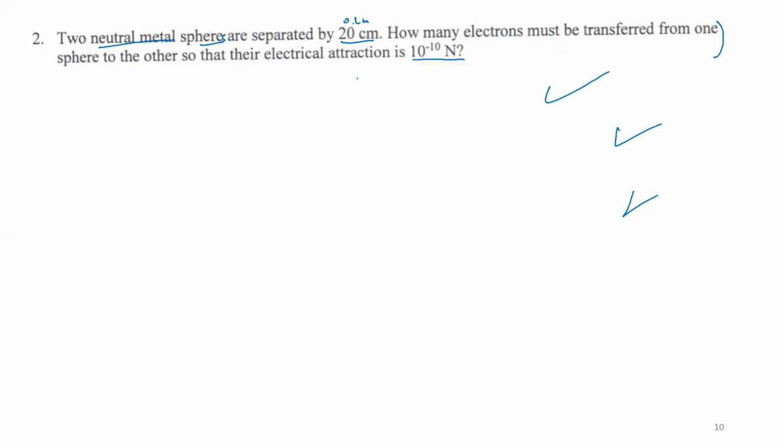Now I transfer electrons from one to the other, and I'm creating an imbalance. Now the new electrostatic force is just, in magnitude, 10 to the power minus 10 Newton. And this is K times the new charge of the sphere, let me call it QA, QB, divided by the distance, which is 0.2 squared. Now, how many electrons have been transferred? That's the question. In other words, what is QA and what is QB?